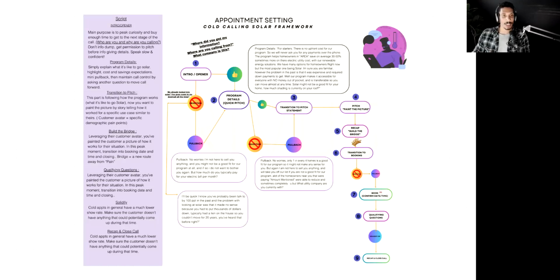So let's take a look at what we're looking at from an aerial view, right? 9 steps to booking cold appointments on the phone for solar. Step number 1 is the intro. Then we go program, quick pitch, program details. Then we're going to transition into the pitch at step number 3 right here. Then 4, we're going to paint the picture.